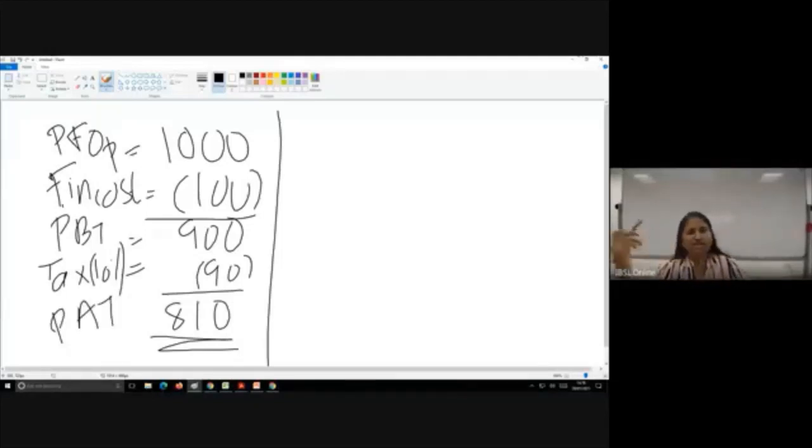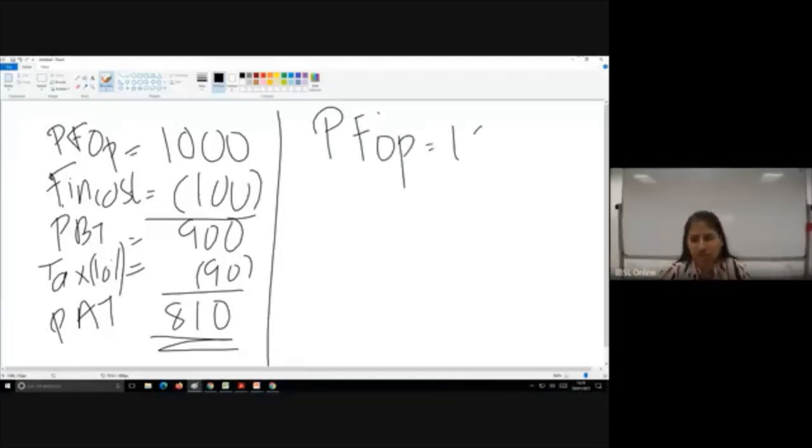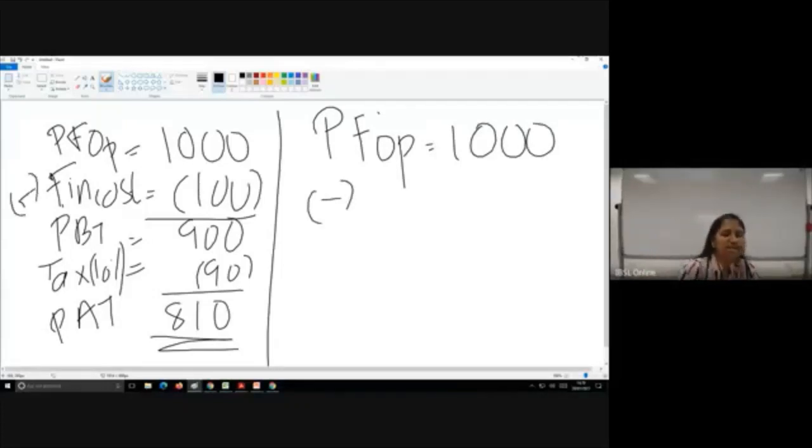But then you have another entity. That entity's profit from operation is also 1,000. But they have not borrowed. They have not given any debenture. They have gone for equity financing. So dividends, do you deduct here? No. So finance cost is nil.